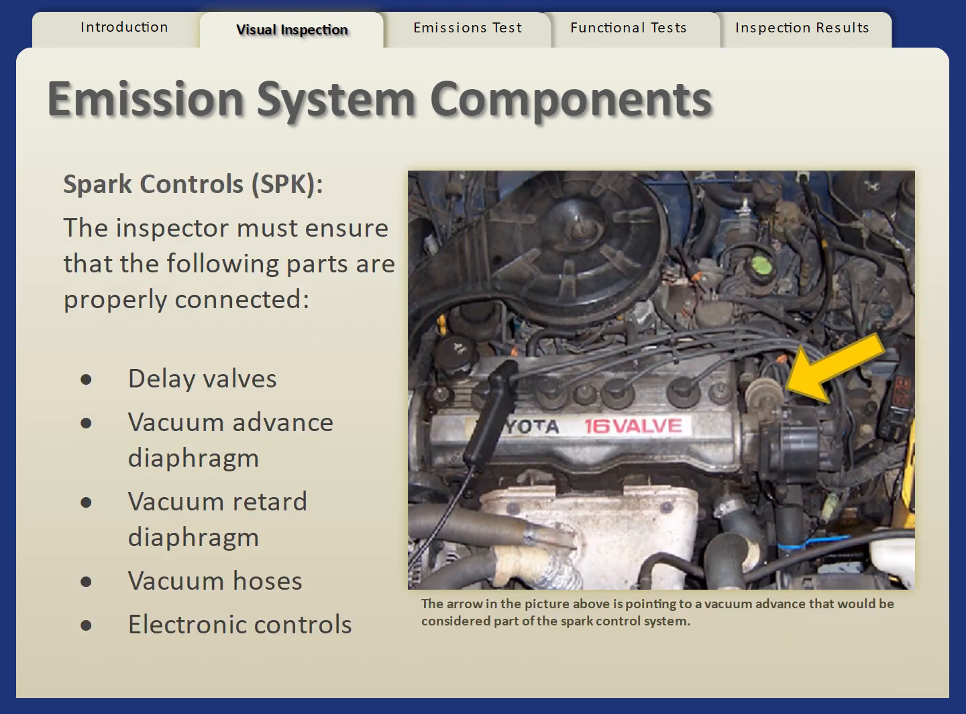Ignition spark controls are mechanical or electronic devices that control ignition timing. The inspector must check to ensure that all parts of the spark control system are present and connected properly.